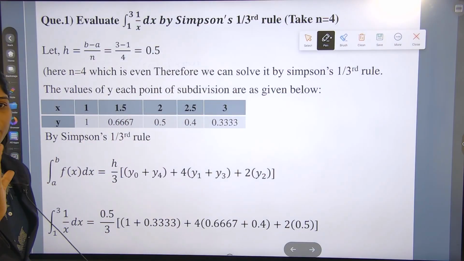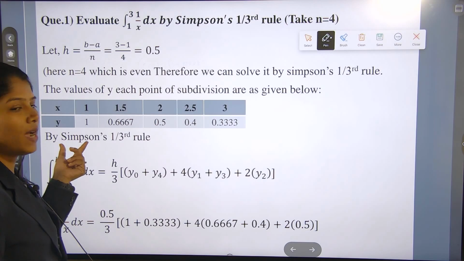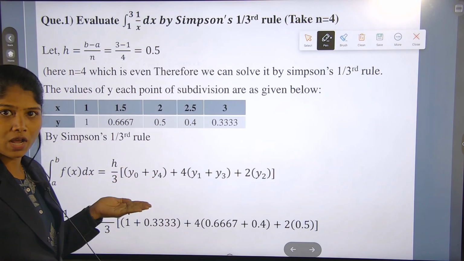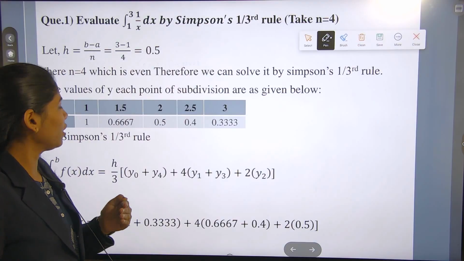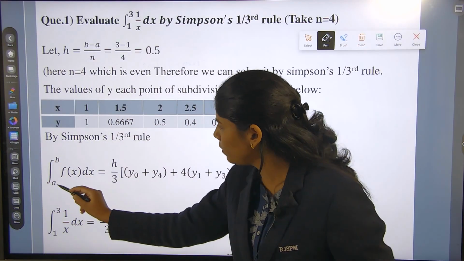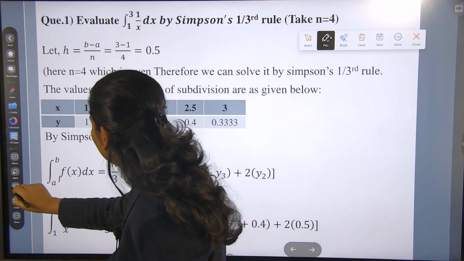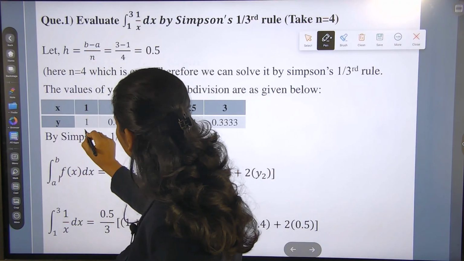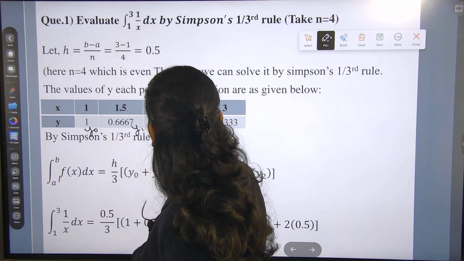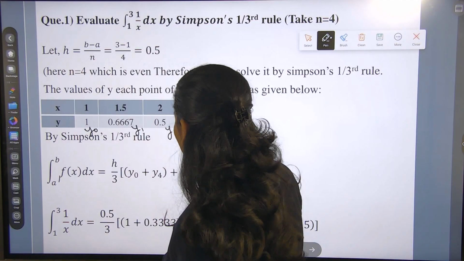So after preparing the table we need the formula. We know the formula for Simpson's 1/3 rule. First of all, write down the formula and then put the respective values of the function. So here integration from a to b f of x dx. The values are: first value is y0, second value is y1, y2, y3 and y4.